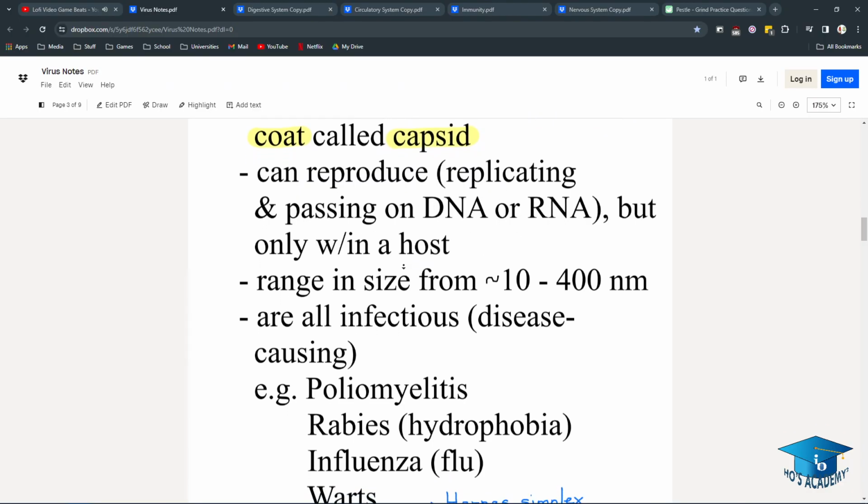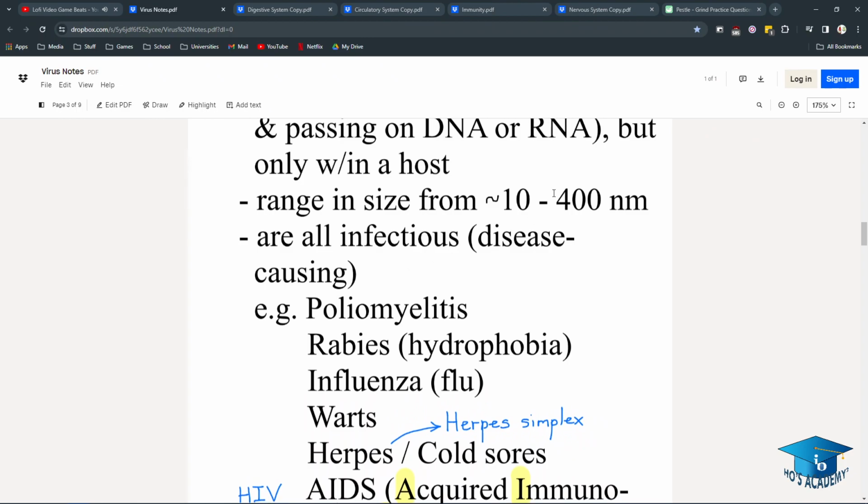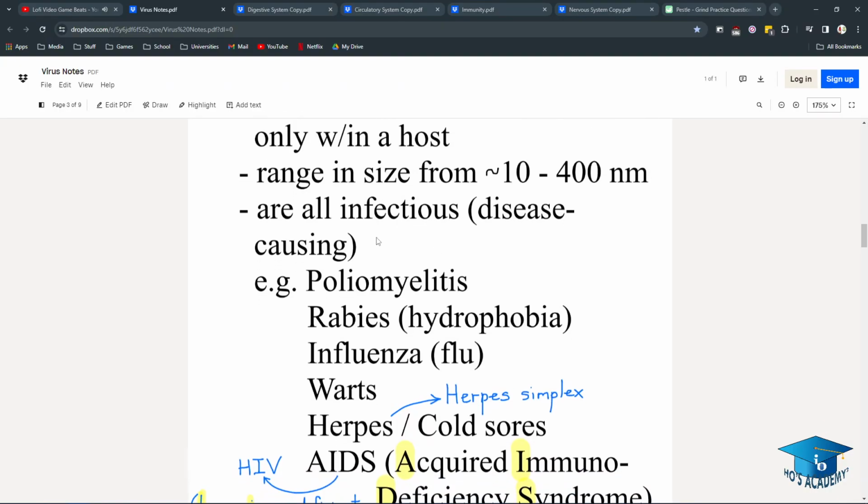And this is only within a host. Their sizes range from 10 to 400 nanometers, which is much smaller than bacteria, or single-celled organisms. But if a question asks you, they are bigger than the thickness of the cell membrane. I saw this in a paper one. They're all infectious, no matter what.